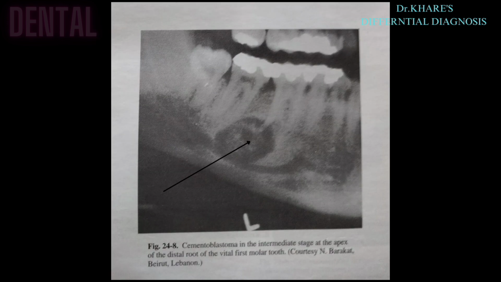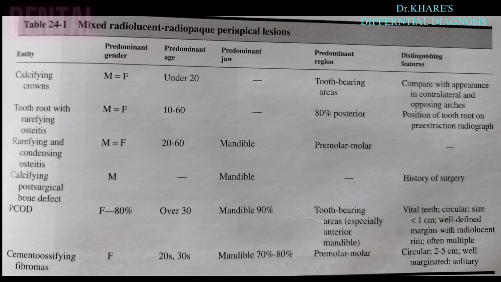This is a panograph of cementoblastoma in the intermediate stage at the apex of the distal root of the vital first molar tooth. In this table, you can go through distinguishing features of mixed radiolucent and radiopaque periapical lesions.